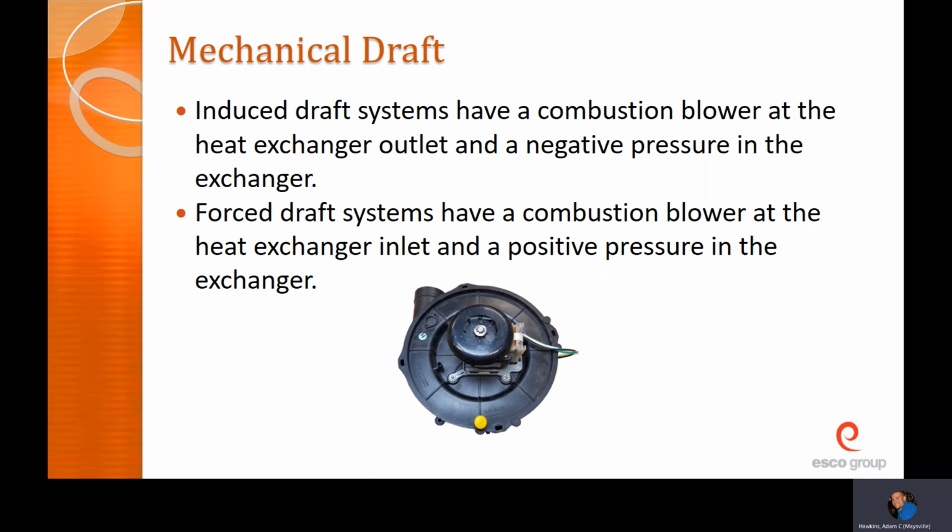And then mostly what we're going to deal with is induced draft systems. Induced means that you're actually pulling the air through the exchanger, and forced means you're actually pushing it through. So there's negative pressure in an induced draft system. Your pressure switch is going to measure a negative pressure. Once it gets to a certain pressure reading, that switch is going to make and allow it to go to the next step. Forced draft systems are the opposite. They're pressurizing that chamber. They're forcing air into the chamber and through the chamber and out the flue pipe, whereas induced draft is actually pulling air through it.